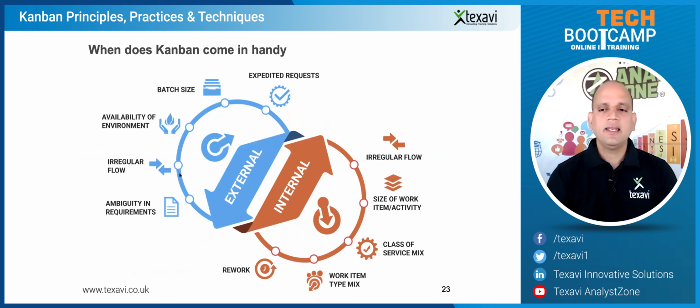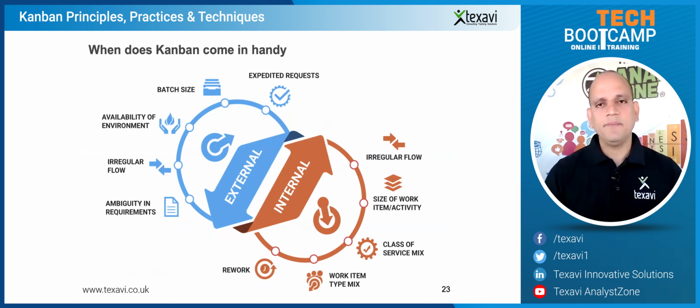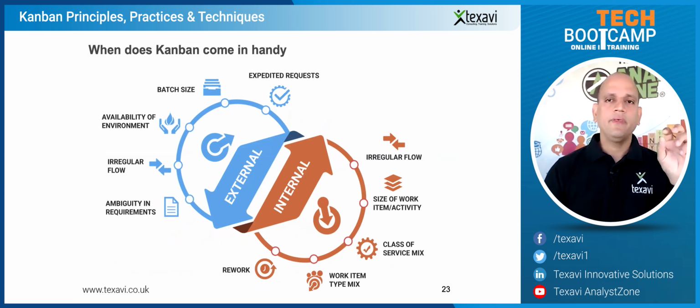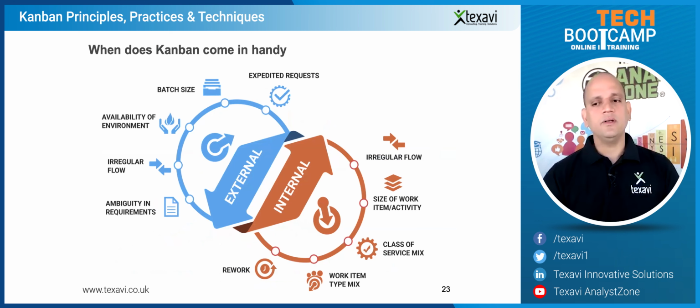You can then have a look at when it really comes into the picture. So basically, in the context of software development, because that's what we're trying to look at, there are two aspects to it. One is the internal aspect within the team, within the organization. The other is the external aspect of the customers, the users, and the stakeholders.